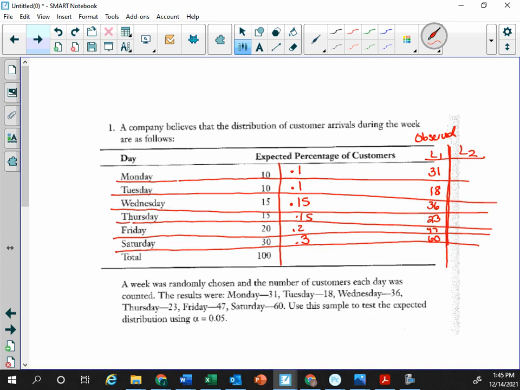So guys, we need to also know the total number of customers who came. So add that up for me. And guys, definitely have your calculators out. We will be using them to actually do our hypothesis test here. 215, guys. So we had 215 total customers.